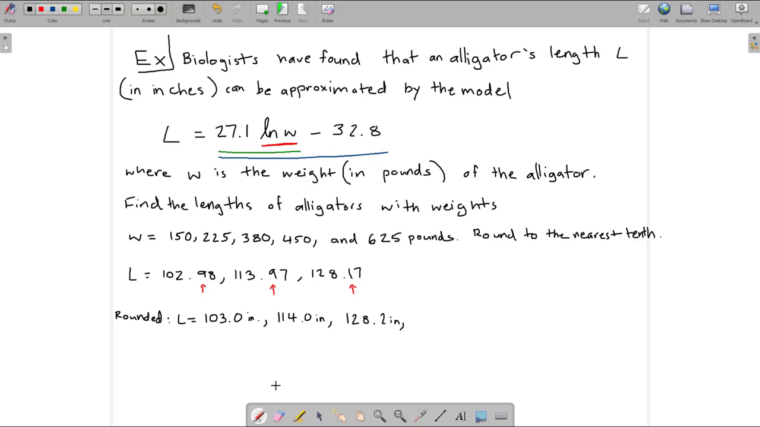Okay, let's take our fourth W, natural log of 450. Take our answer, multiply it by 27.1, subtract 32.8, and I end up with 132.76. Looks like all of these were rounding up. So here we have rounding to the nearest tenth, so the 7's place. We look to the next digit, it's a 6 greater than 5, so that means we'll be rounding up once again. So then we end up with 132.8 inches here.